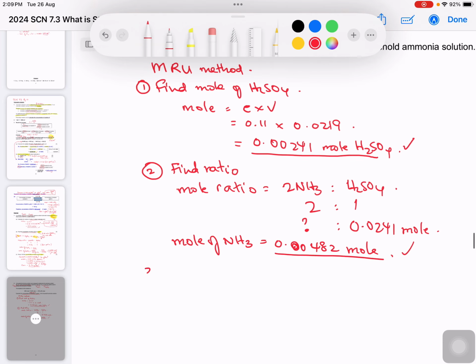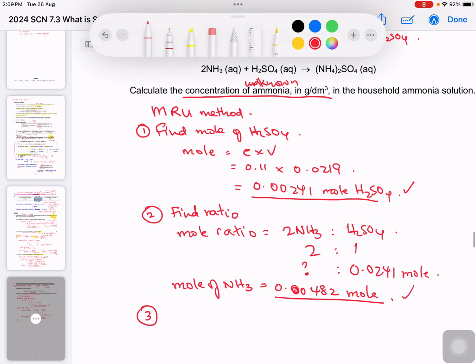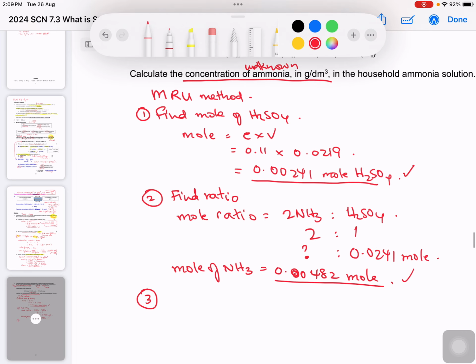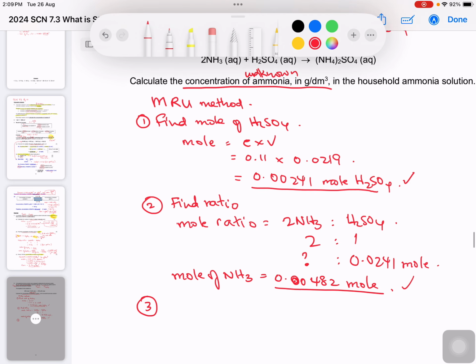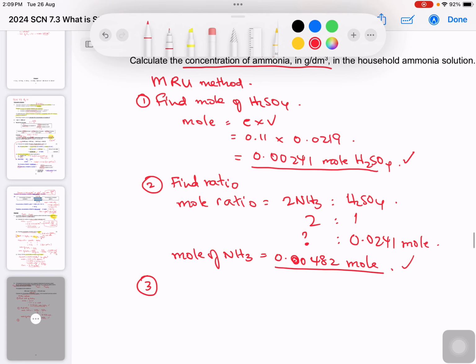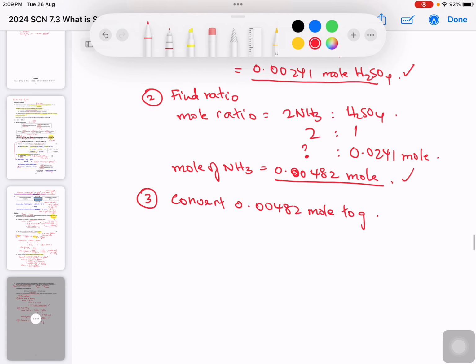Third step, what is our unknown? So our unknown is we have to find concentration, but not in mole, in grams. Alright, in grams. So convert 0.00482 mole to grams, because that's what our unknown says. How to convert to grams? What's the equation? What's the weapon we need to pull out that will convert mole to grams?